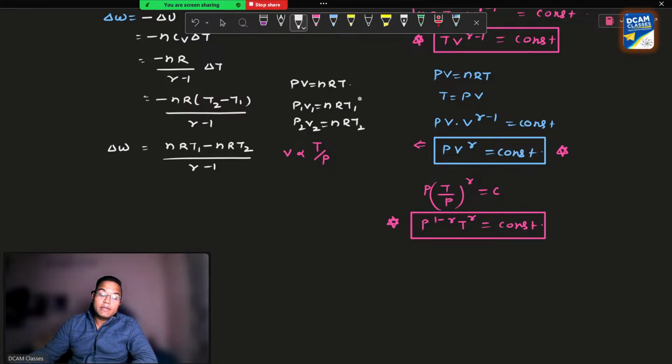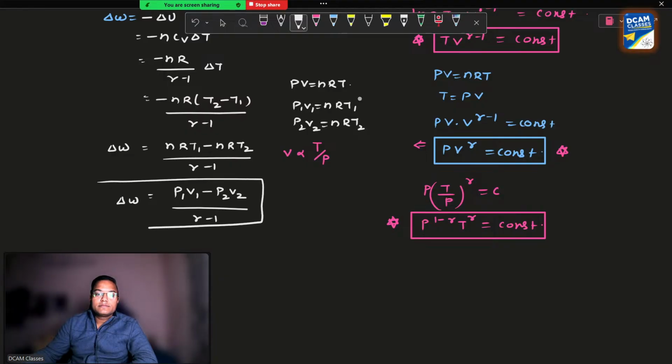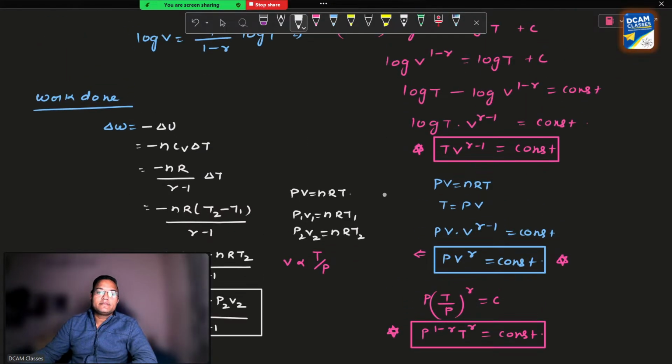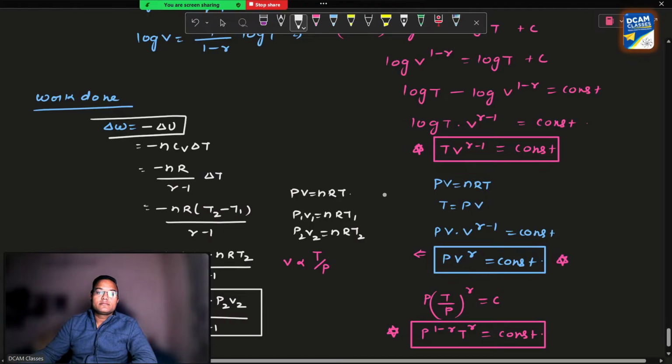Now after this I'll be giving you questions, good questions. So I can write P1 V1 minus P2 V2 by gamma minus 1, and this is the work done in an adiabatic process, which is the negative of the change in internal energy.